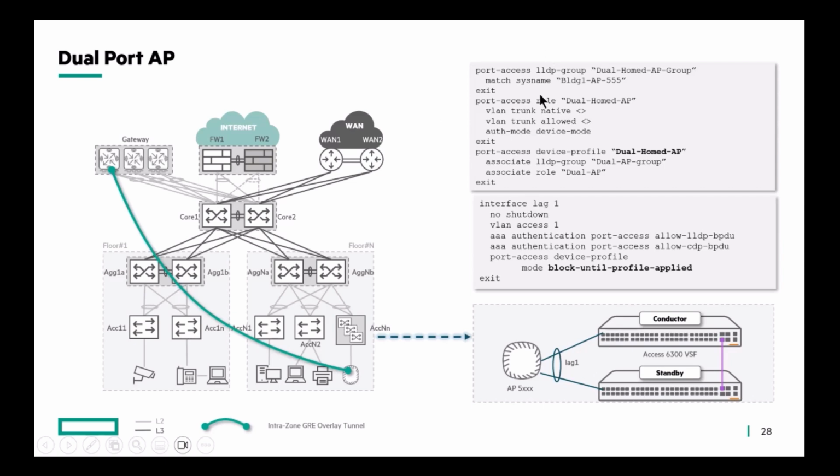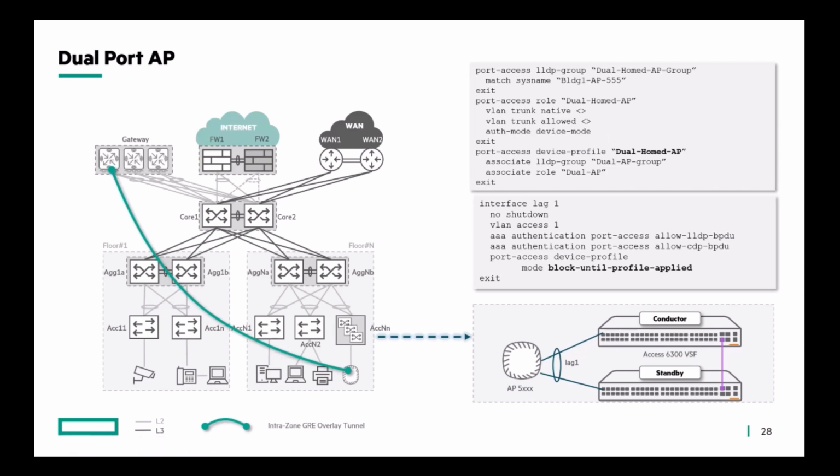First is the LLDP group creation. I have created an LLDP group based on the system name match. This is the system name for the AP I have used, so I'm using this as the match criteria. Then, based on the role requirement, you can configure a rule. I have created a dual homed AP rule with the auth mode as device mode and the VLAN based on the VLAN requirement.